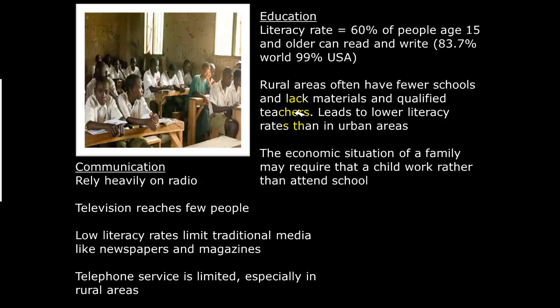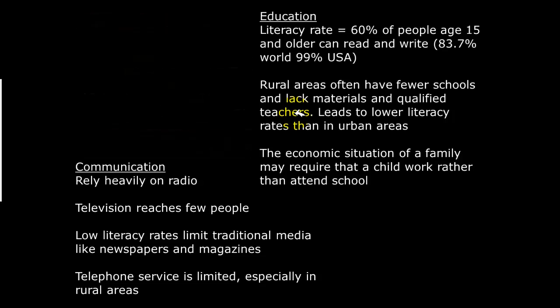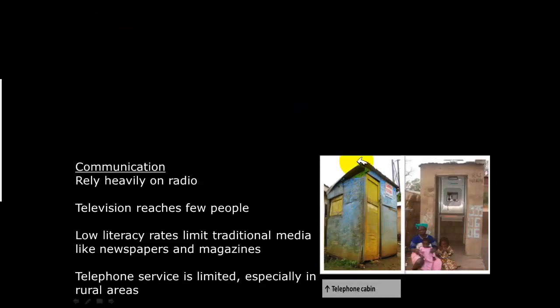The low literacy in areas. Another result of having a smaller percentage of your population being able to read means it's harder to keep things like newspapers and magazines in business. So you end up having fewer newspapers and magazines than you would expect for a continent this size. The telephone service everywhere is limited, especially in rural areas. And these two pictures show you an example of what telephone service would look like in rural Africa, okay?